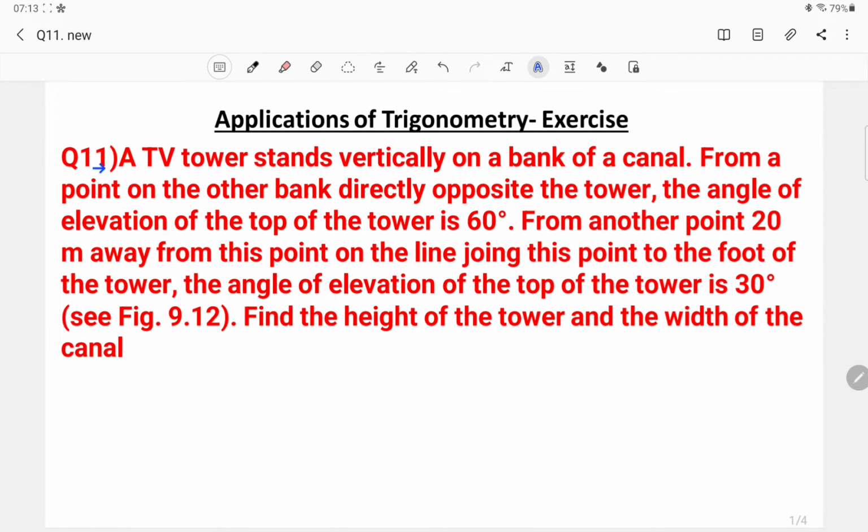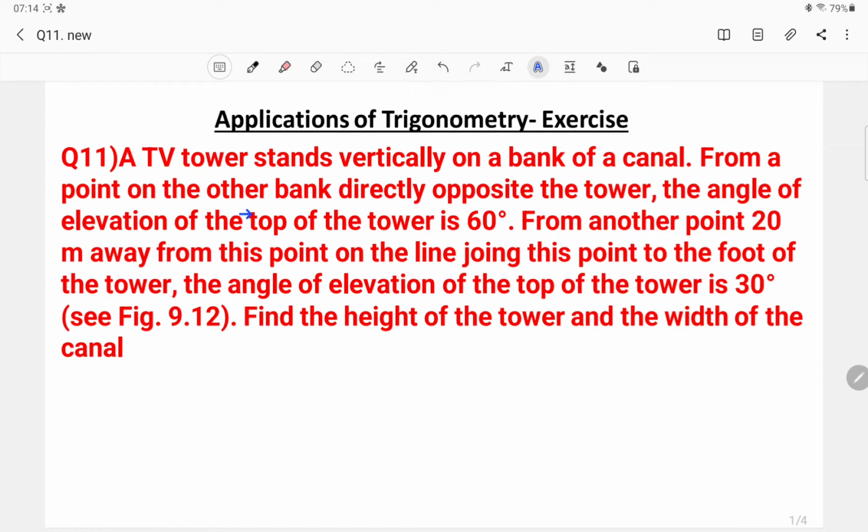Let us solve this 11th question from the chapter Applications of Trigonometry. The question goes like this. A TV tower stands vertically on a bank of a canal. Alright, there is a TV tower. It is standing on the bank of a canal, that is also clear.